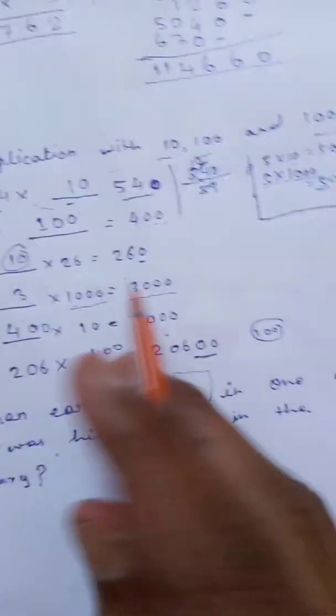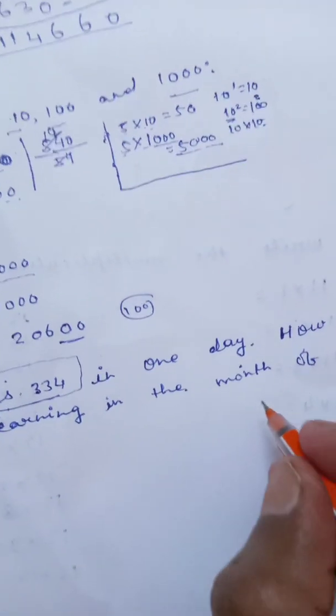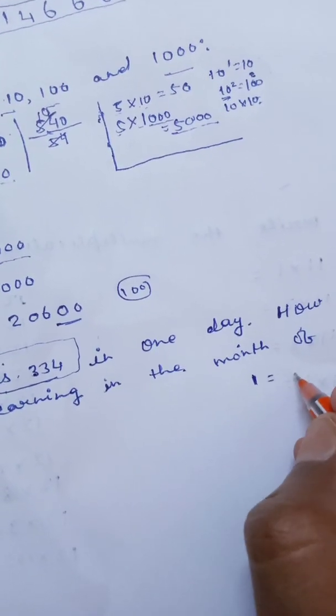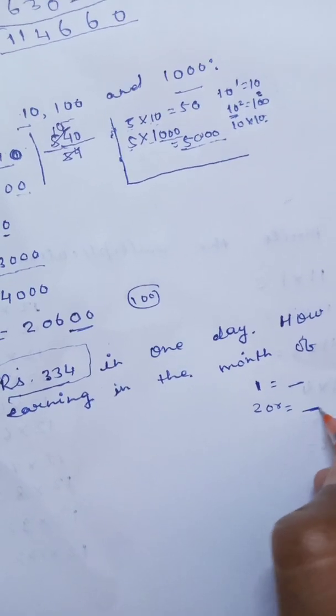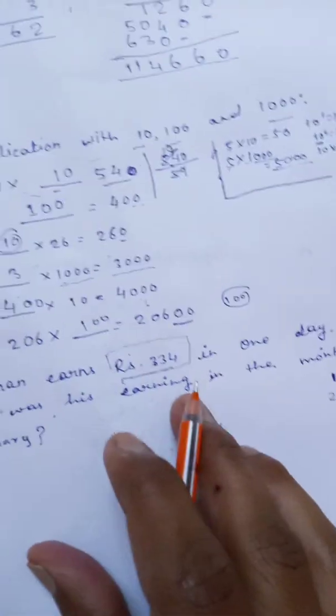First of all, let me tell you, when the earning of one day is given and it is asking for 2 or more days, we will multiply with that number. But here the number is not given, so we'll find it out. Don't worry.